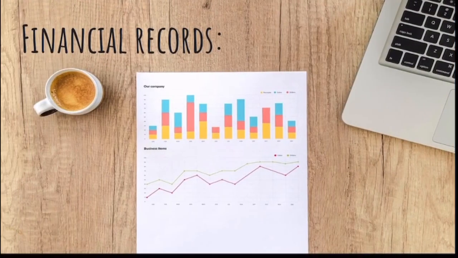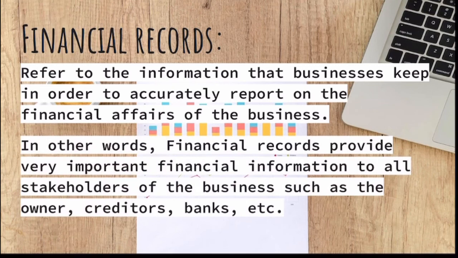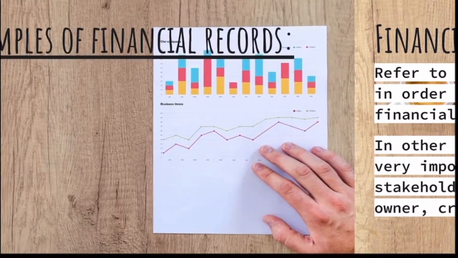If we look at financial records, this refers to the information that the business keeps in order to accurately report on its financial affairs. In other words, financial records provide very important financial information to all the stakeholders of the business, such as its owners, its creditors, and its banks.